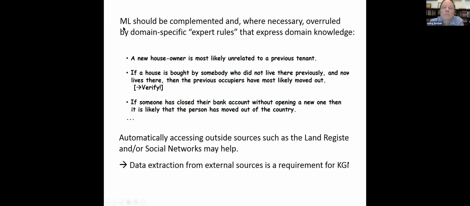So what we believe is that machine learning should be complemented and, where necessary, actually overruled by domain-specific expert rules that express domain knowledge. A new domain knowledge could look like this, and of course you can put that in logical rules. A new house owner is most likely unrelated to a previous tenant. If a house is bought by somebody who did not live there previously and now lives there, then the previous occupiers have most likely moved out. So you see, these rules are probabilistic rules, and of course we will also be able to process probabilistic rules.